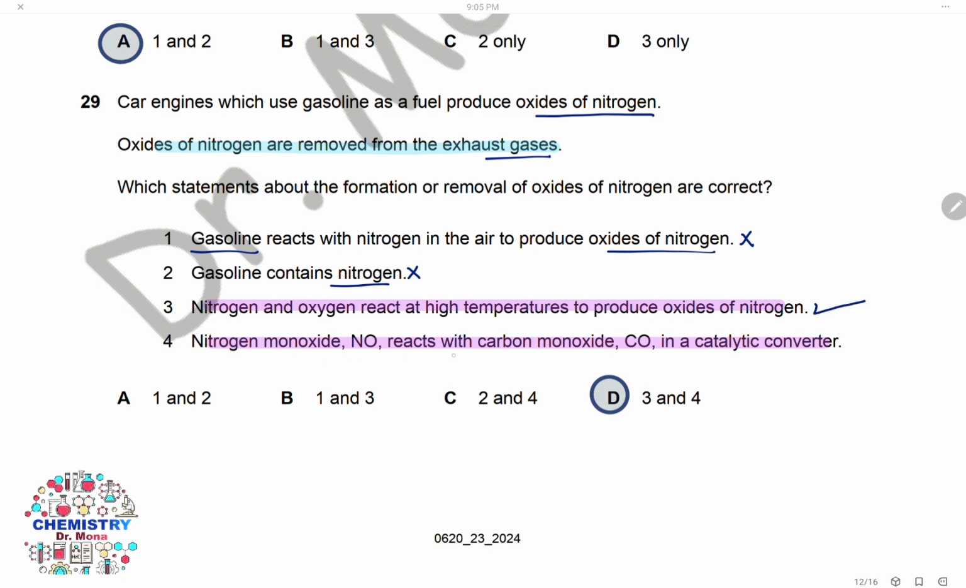Nitrogen monoxide reacts with carbon monoxide in the catalytic converter. This is correct. The catalytic converter converts the toxic gases like nitrogen monoxide and carbon monoxide to normal gases, nitrogen and carbon dioxide. So the gases nitrogen monoxide and carbon monoxide react together in the catalytic converter to produce normal gases present in air. Statement 4 is correct. So 3 and 4 are correct, and the answer is D.